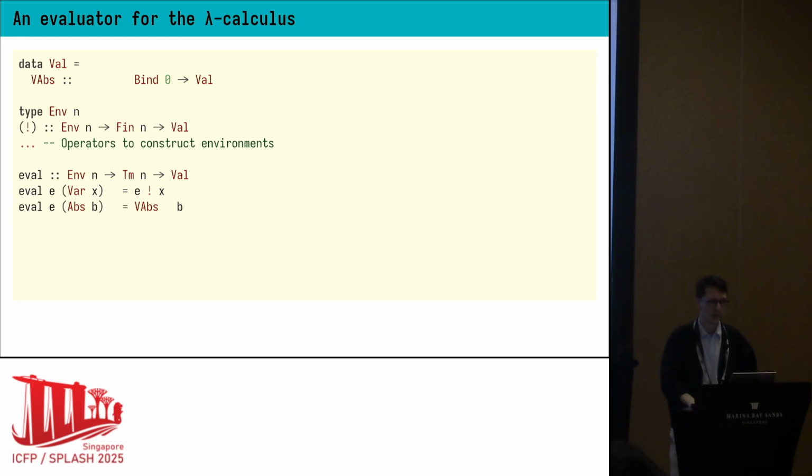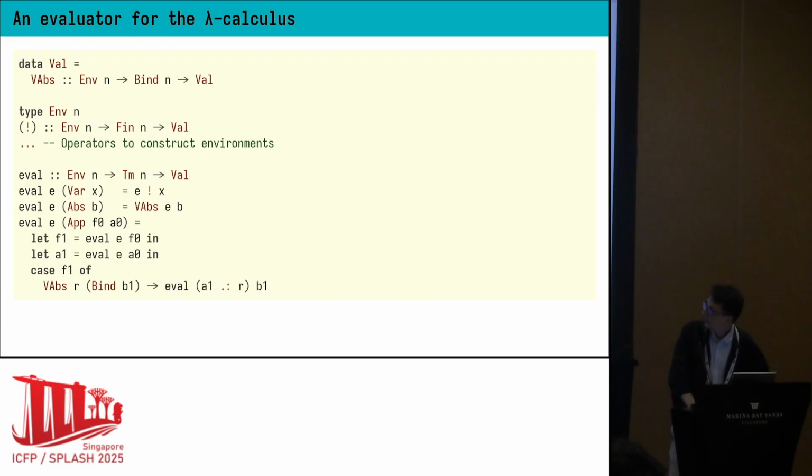But we can be smarter than that. What we can do instead is change our type of values, not to be plain closed abstractions as before, but to be open abstractions with a closing substitution, promoting them into closures. And this way in my abstraction case, I just have to pack the current environment with the abstraction and return the whole thing without doing any more work.